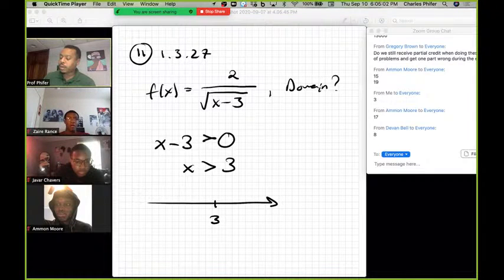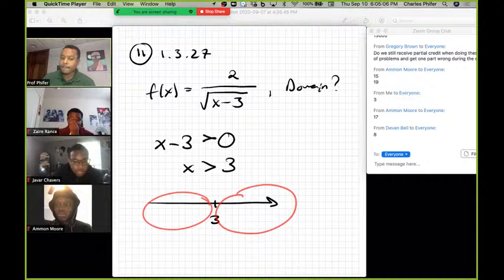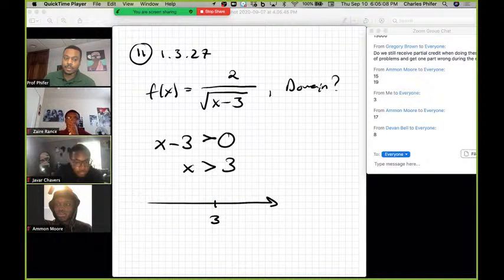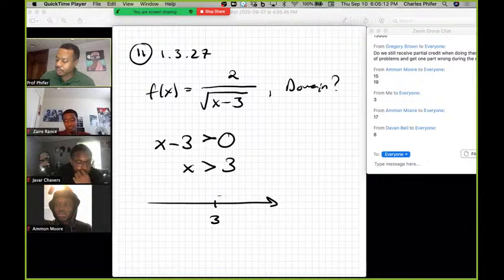If x is greater than 3, are we talking about all the numbers to the left or all the numbers to the right? Right, to the right. So the numbers that we're considering are all these numbers going in this direction. What kind of grouping symbol does the 3 get?